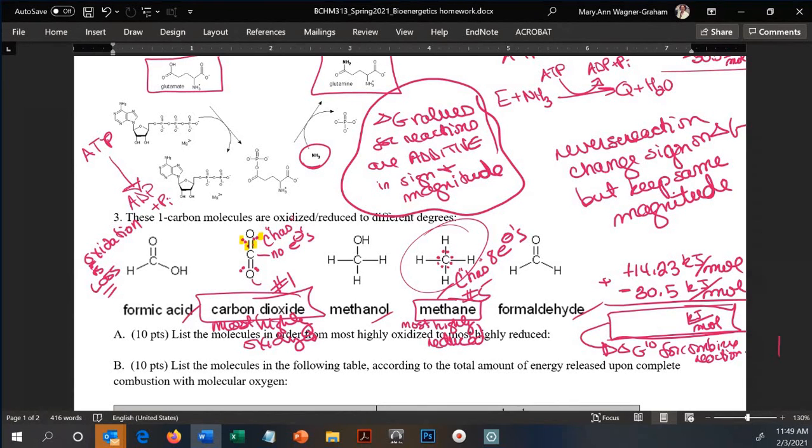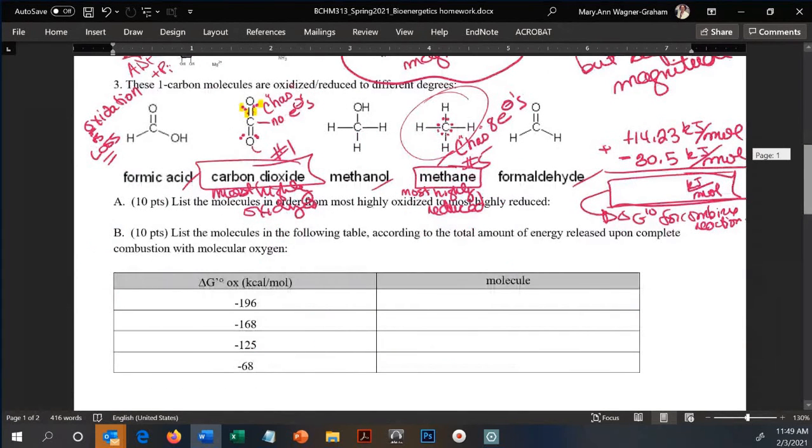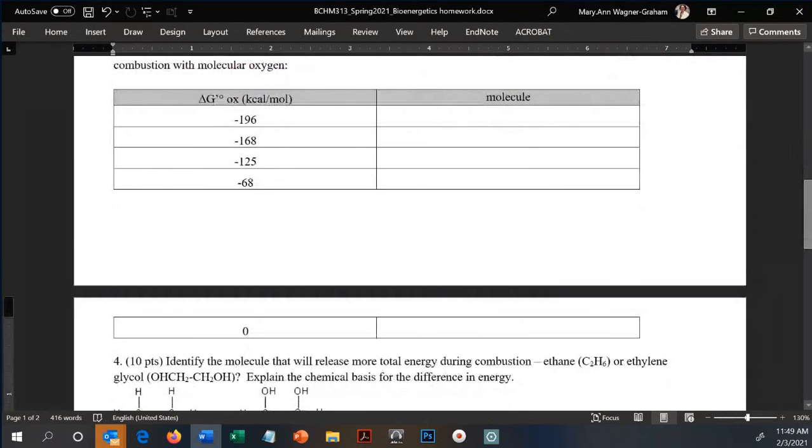Okay. And then you're going to follow the table right here, and you're going to write in the names of the molecules here. You're looking at the free energy that can be released upon complete oxidation of the molecule. So obviously, if we have more electrons to lose, we have more energy to liberate.